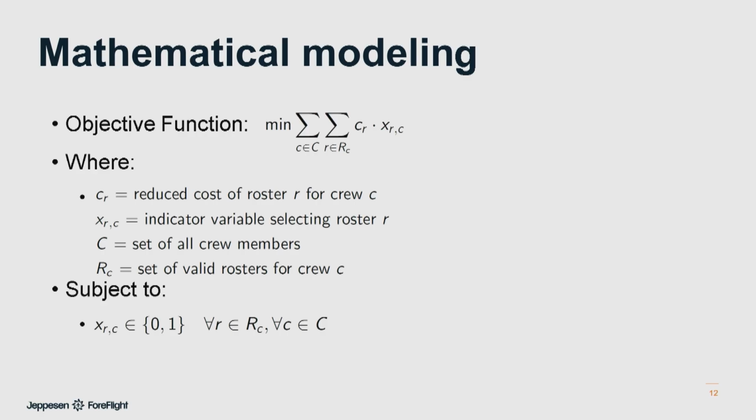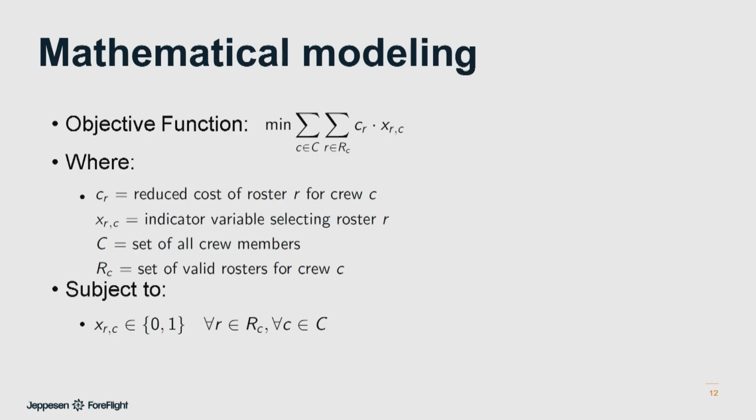But yes, optimization, we want to minimize the objective function. This is the sum of all the rosters for a planned period. We need to take some things into account, so we can have binary constraints, and this is to make sure that one crew works one and only one roster every month.